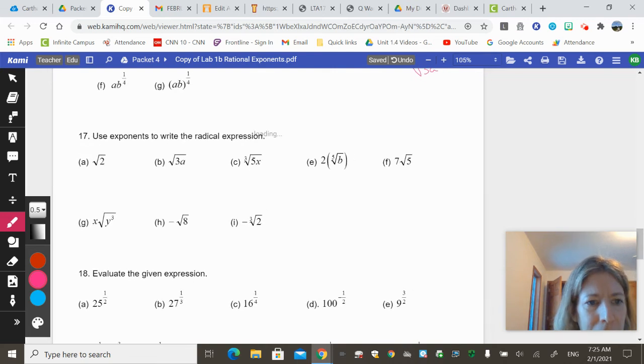Number 17, use exponents to write the radical expression. All right, let's see.